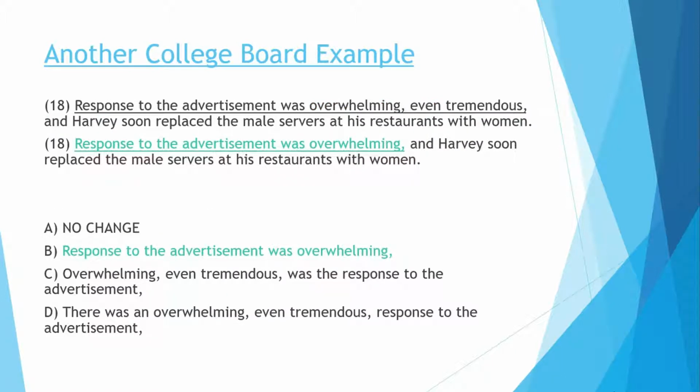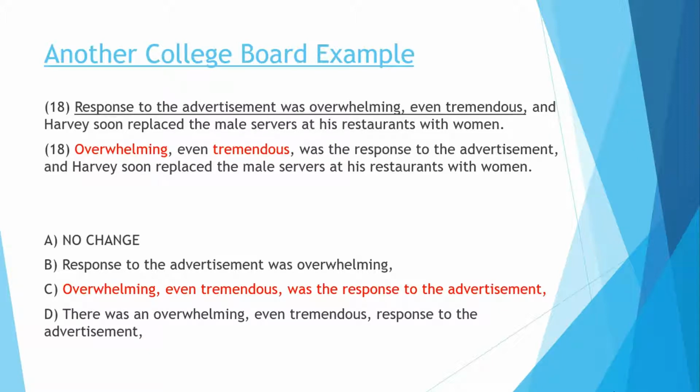Choice B is the winner. And it gets rid of that "even tremendous" piece, so we have no more redundancy. The rest of the sentence is clear and concise, and it reads, response to the advertisement was overwhelming, and Harvey soon replaced the male servers at his restaurants with women. Now again, on test day, you would do just a quick look at the remaining choices to make sure you haven't missed anything, but because we're learning, let's take a look at C and D.